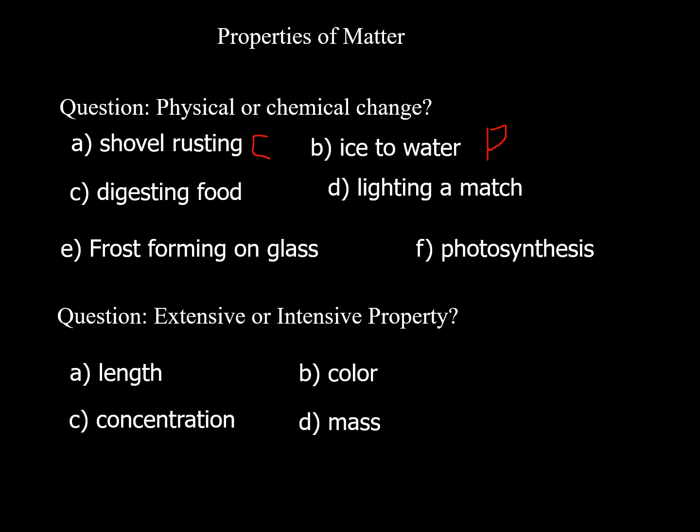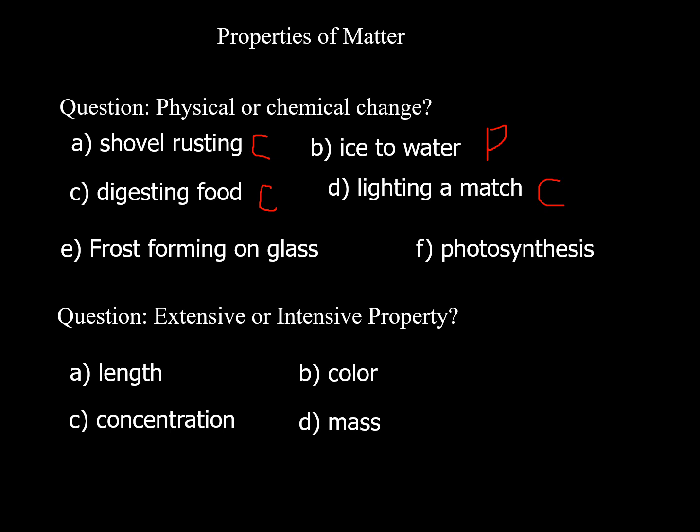Digesting food, as you know, it's an endothermic process. You get energy from this, but we're here to talk about a physical or chemical change. Digesting food is a chemical change. You don't get back the original food once you start to break it down. Lighting a match, also a chemical change. Once you light the match up, it's going to start to burn. You can't get back its original match.